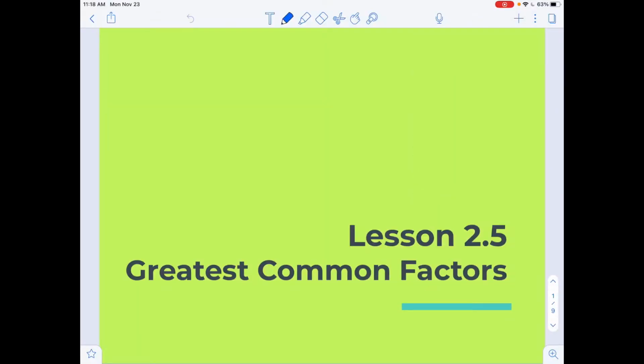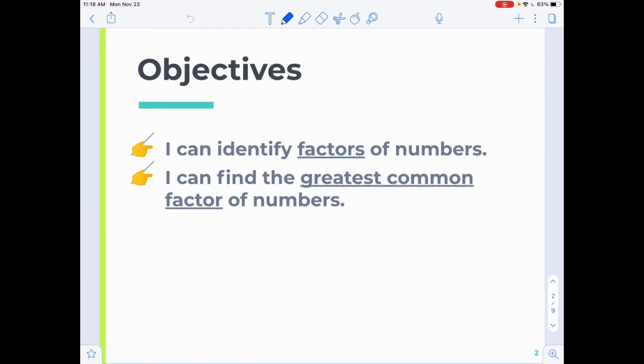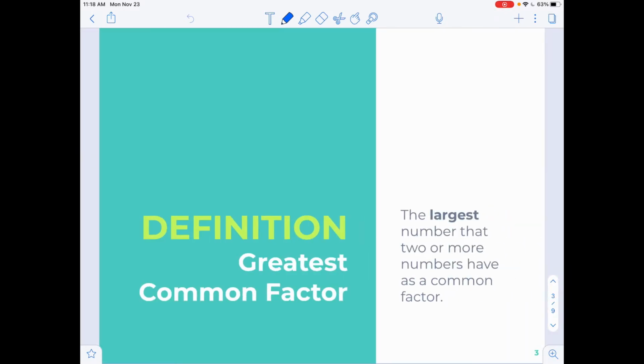Today's lesson is lesson 2.5, Greatest Common Factors. Our two objectives are to identify factors of a number and to find the greatest common factor of pairs of numbers. So a greatest common factor is the largest number that two or more numbers have as a common factor.